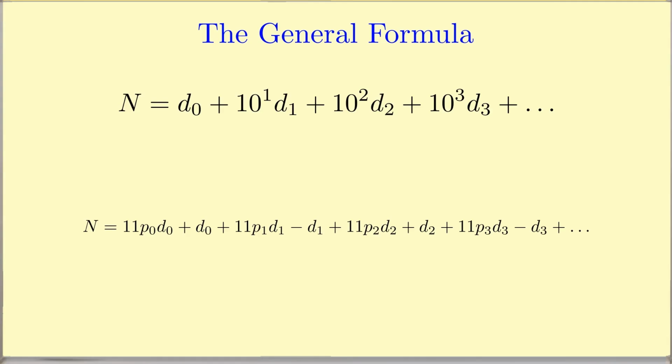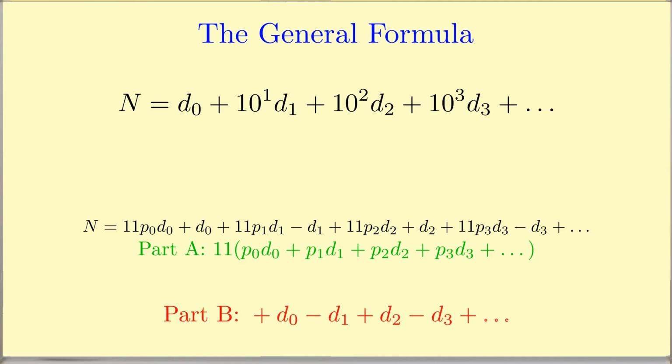It is time to rearrange the furniture. We gather every single piece that is attached to a multiple of 11, drag them all to the front, and factor the 11 out completely. We will call this giant chunk Part A. Part A equals 11 times the quantity p0 d0 plus p1 d1 plus p2 d2, and so on. What is left over on the right side? We look at our isolated digits, and here is what remains for Part B. Part B equals d0 minus d1 plus d2 minus d3, and so on.